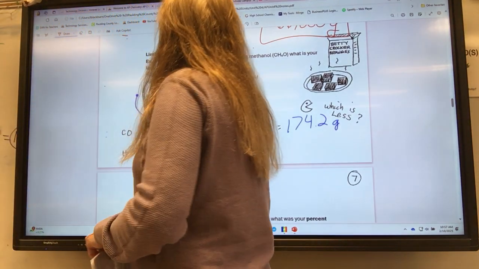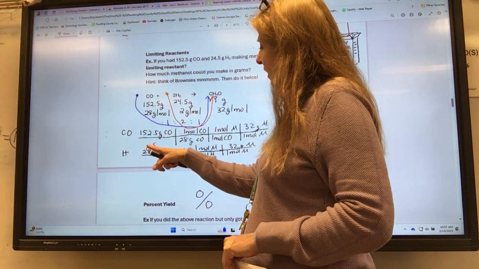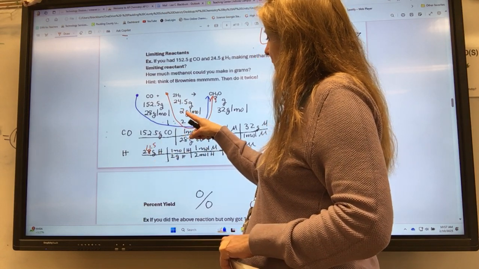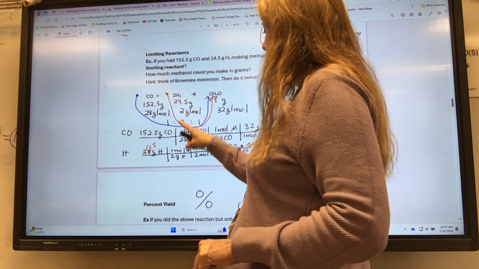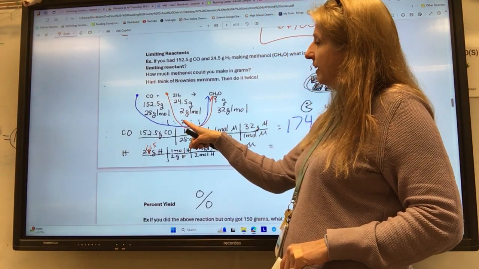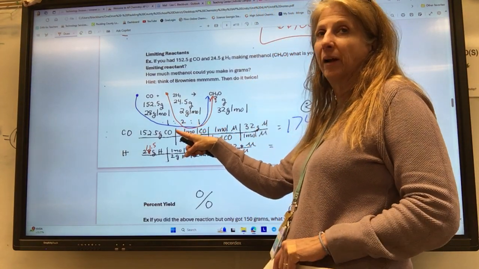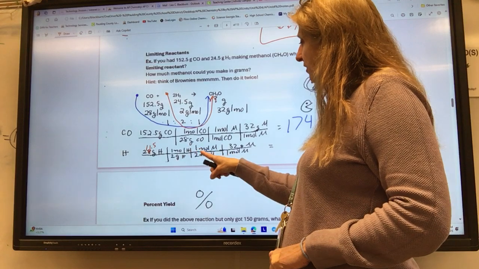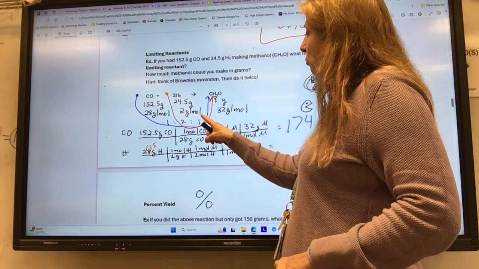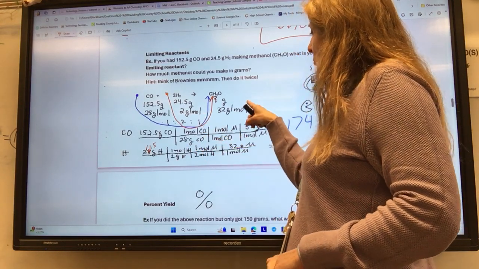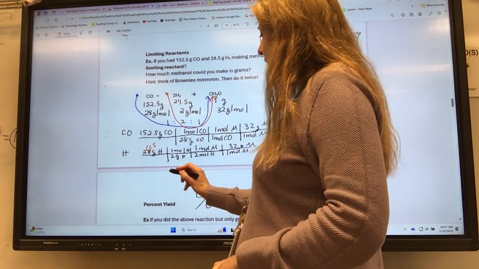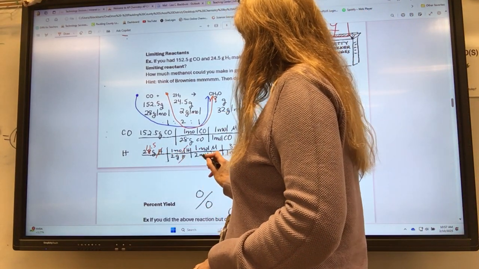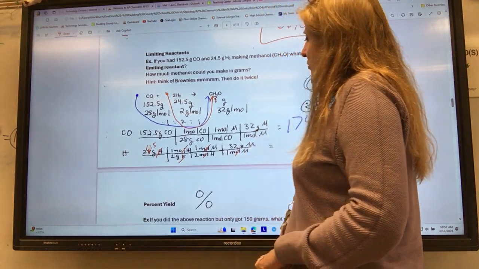Okay, so 24.5. And then what goes in the denominator here is 2 grams. Other side of the fraction bar, 1 mole. Push it to the denominator. This time it's 2. Everybody see that? Don't forget that 2 goes in the denominator. 1 mole in the numerator. 1 mole in the denominator. 32 grams in the numerator. Grams cancel out. Moles cancel out. I'm left with grams.